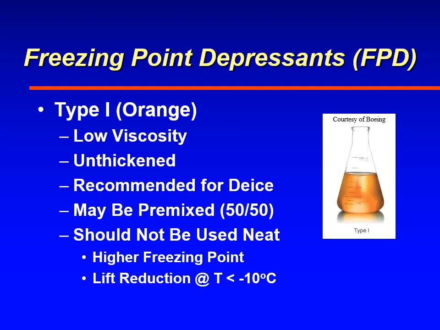Type 1 solution is colored orange. It is of low viscosity, which means that it is not very thick. It flows very easily. It's recommended for de-icing and may be pre-mixed. You might be able to get it from a manufacturer already mixed in a 50% solution, 50% water mixture. And it should not be used neat. Neat meaning at full strength or 100% solution.